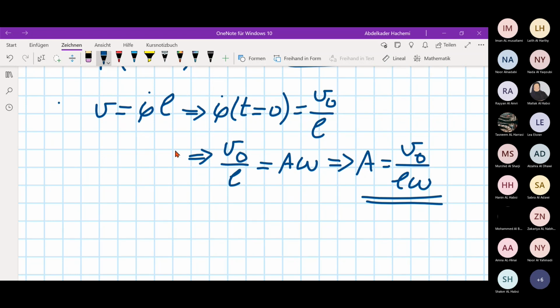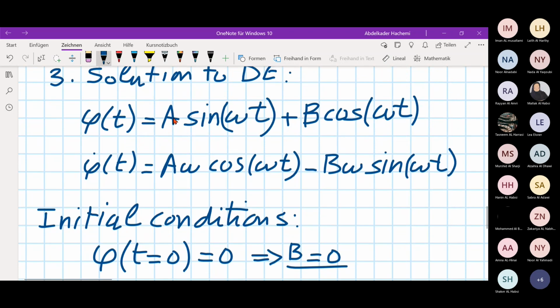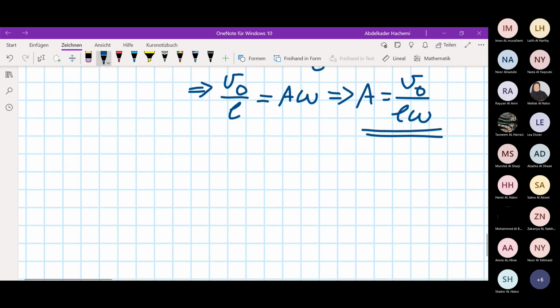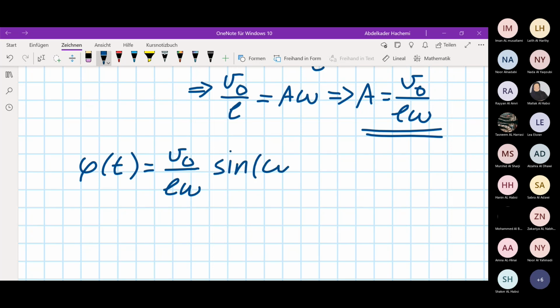Then we can replace now in the expression of phi. We have here phi, we replace A and B equal to 0, which means here phi at time t will be only v0 divided by L omega sine omega t. Okay, this is the expression of phi. Omega is already determined.